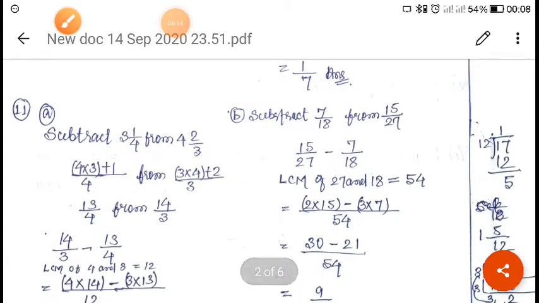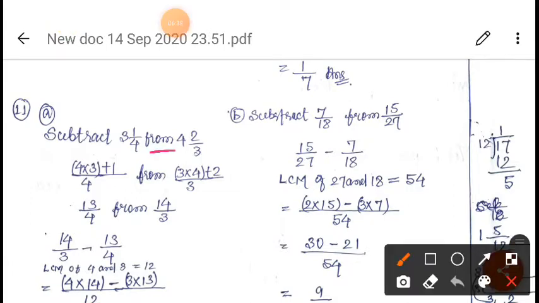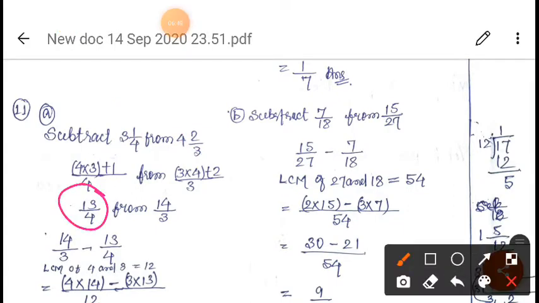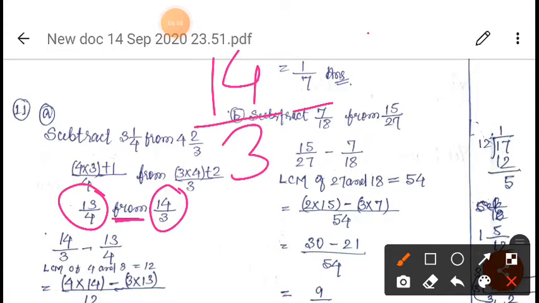We have to subtract 3 1 by 4 from 4 1 by 3. Means what? Always remember that when it is written 'from', it is not like this that we have to subtract this from this. It is not like this. Suppose when we have converted this into a simple fraction, we have got here 13 by 4 and 14 by 3, right? So if 'from' is written, always remember that 'from' means 14 by 3 minus 13 by 4.